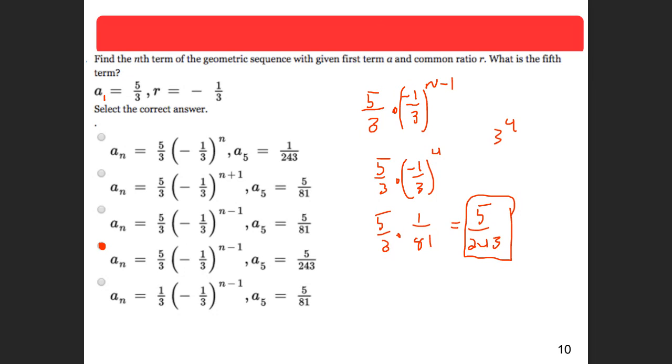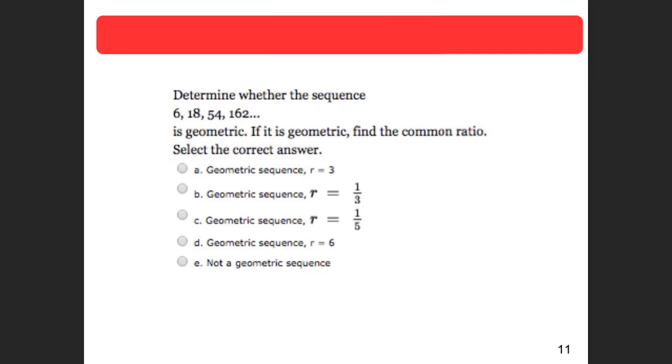All right, let's try the next one. The next one, it says determine whether the sequence 6, 18, 54, 162 is geometric. If it is geometric, find the common ratio. Okay, so Brian, is this geometric? And if so, what is the ratio?